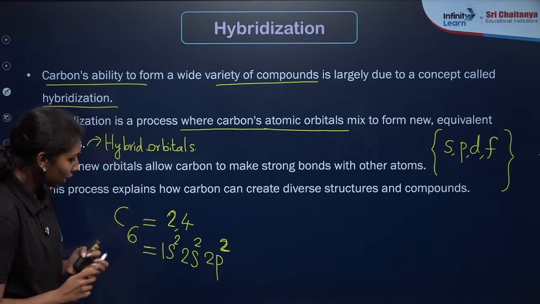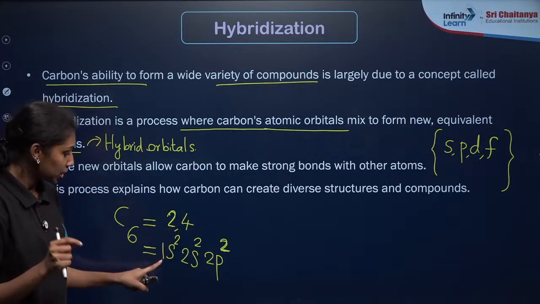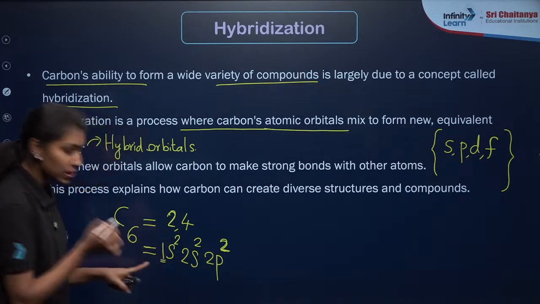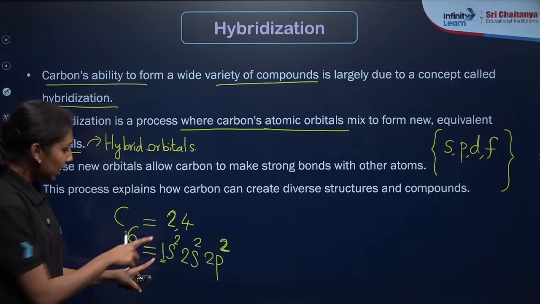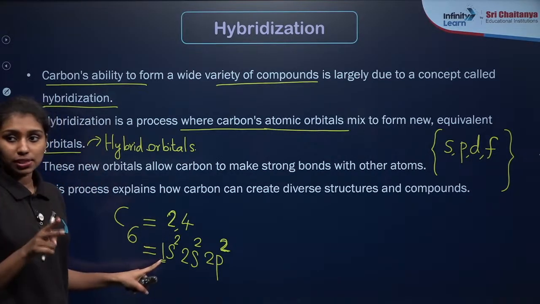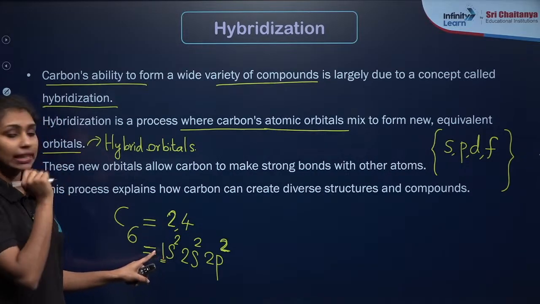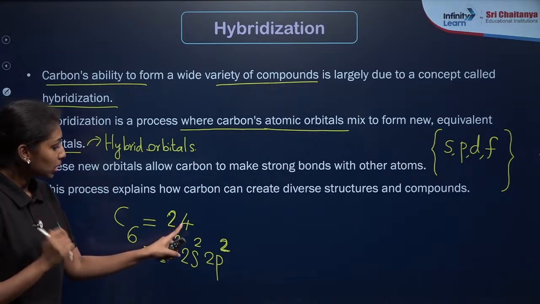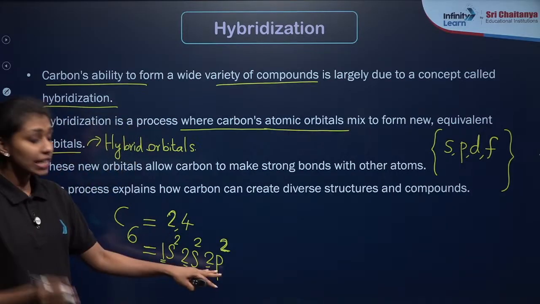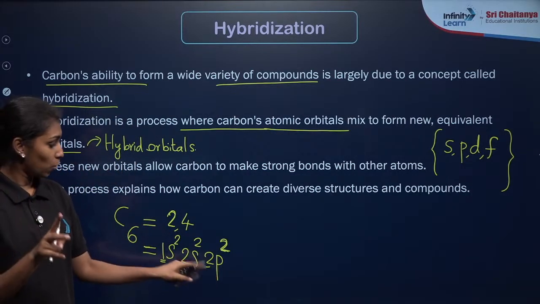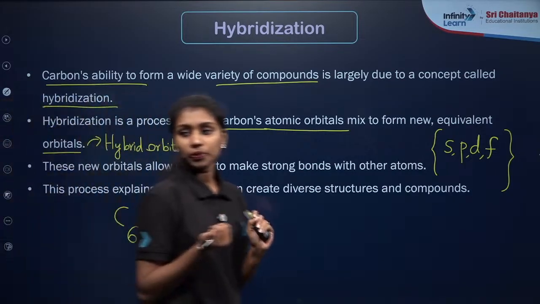What you are observing here is 2 electrons in the first shell. This number stands for the first shell: 1s2 means 1 stands for the first shell, which is the K shell. In the K shell there are only 2 electrons, which we have already seen in the diagram, right? Then what about the second shell? These numbers stand for the second shell. In the second shell, there will be 2 subshells, one is S and another is P. Are you getting my point?